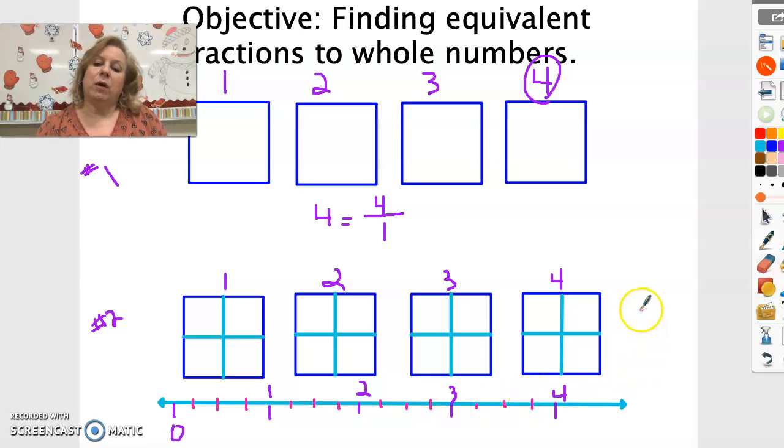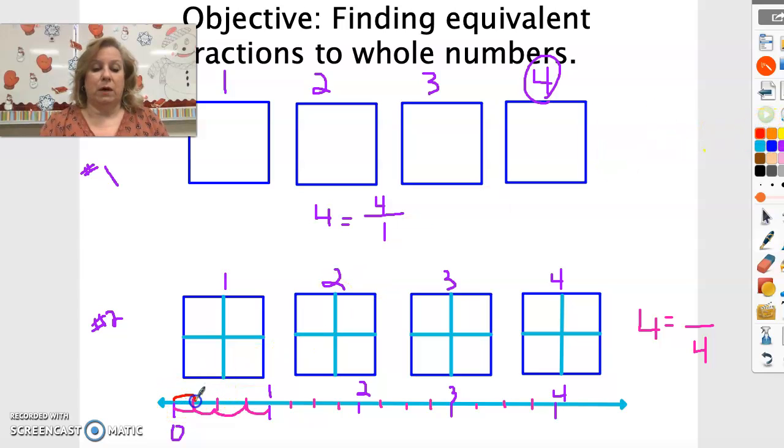Now here I want to know what my fraction for my whole number 4 would be. So again, I have to look at it: my squares are divided into 4 parts. So right away I know that my denominator is going to be 4. And you can see our parts here, 1, 2, 3, 4. Each whole number is divided into 4 parts. Now I have to count over to my whole number 4 based on those 4 parts. So we're going to do the numerator now, and you guys can count with me.